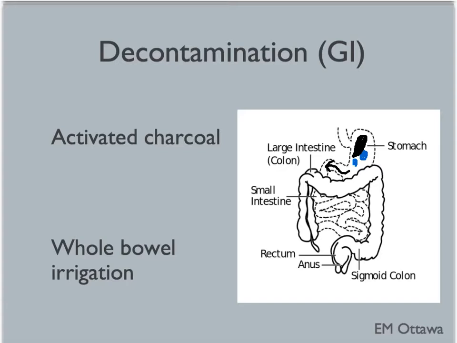Charcoal will not bind to liquids or metals. It can also cause aspiration in patients with decreased GCS. Whole bowel irrigation is used for specific toxins that do not bind to charcoal. It involves giving large volumes of fluid to flush out the contents of the bowel.